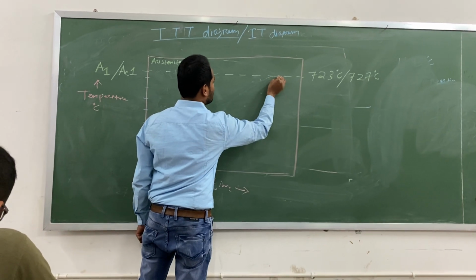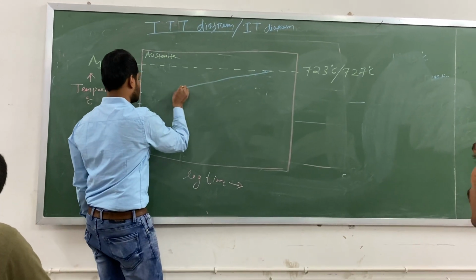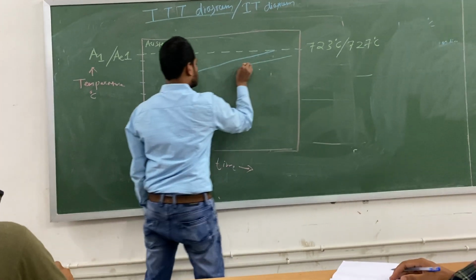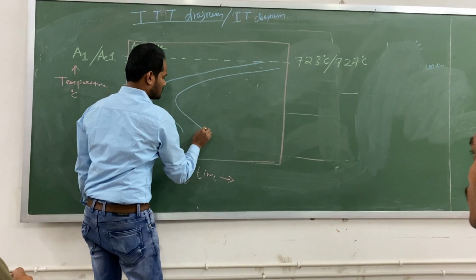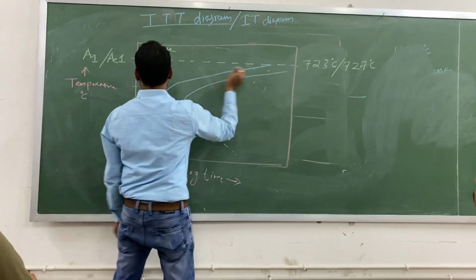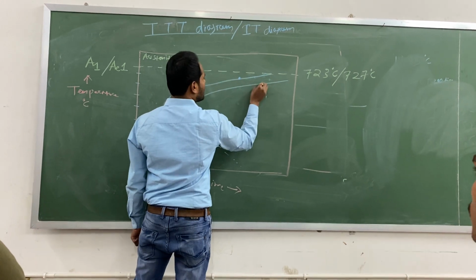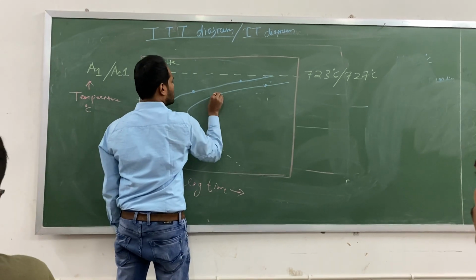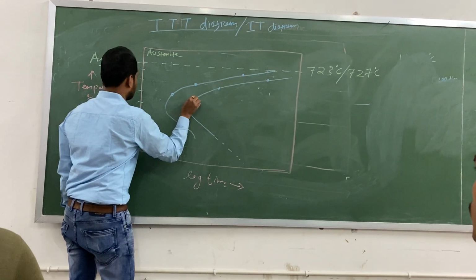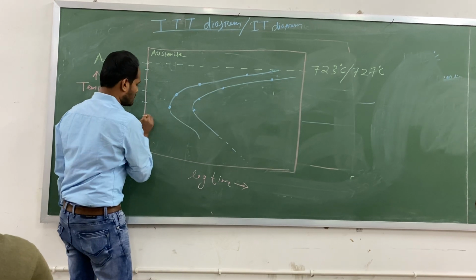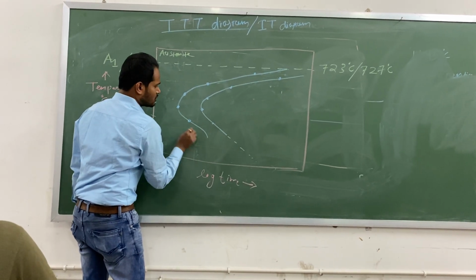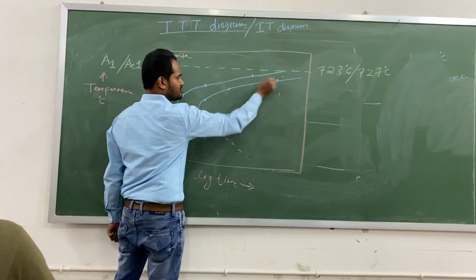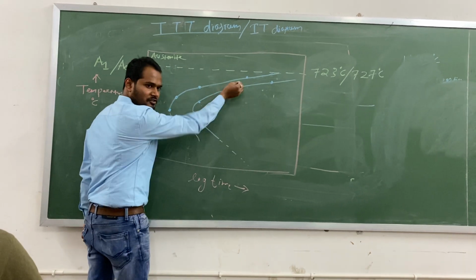It's not easy to show actually. Anyway, you will have a curve like this. That means you will get a point here and a point here, a point here, and a point here. Upon connecting, this point is the starting point, the transformation start point, and this point is the transformation finish point. And if you connect, it will become like this actually.